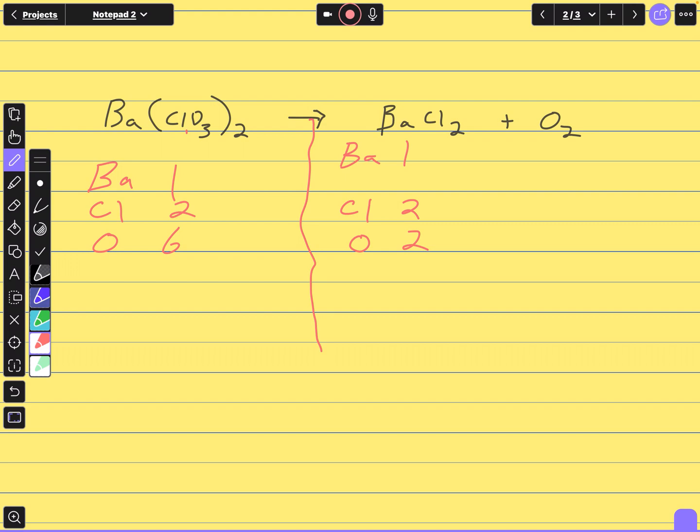Alright, so I can only start with my oxygens. Everything else is balanced, so oxygens, to have 6 on the right side, I would need to put a 3 right here, and that would give me 6, and that would balance this reaction.